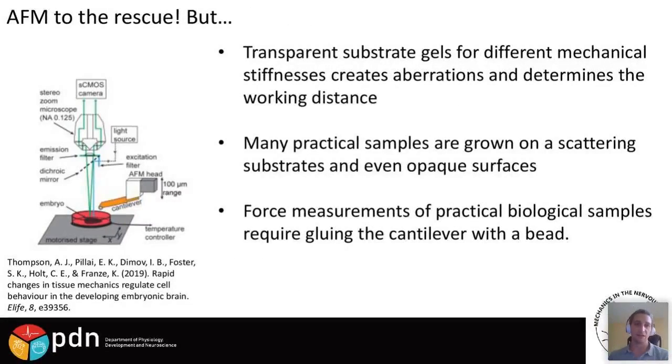However, there are limitations. First of all, the AFM head, but also for practical measurements, you'll probably use a gel or a substrate that you culture your cells on. These gels, usually of different mechanical stiffnesses, will create aberration, and they will determine your working distance from the objective. This will really deteriorate your imaging. Also, many practical samples are grown on scattering substrates and even opaque surfaces, like stiff tissues. And the last thing is that usually, in order to measure the right force, you'll need to glue a bead to the end of your cantilever, and this will degrade the very high resolution measurements that you thought you'd have, so it will be with a lot less resolution.